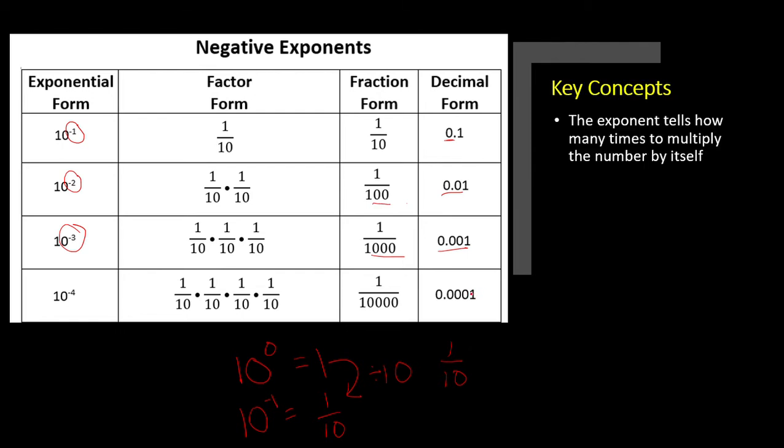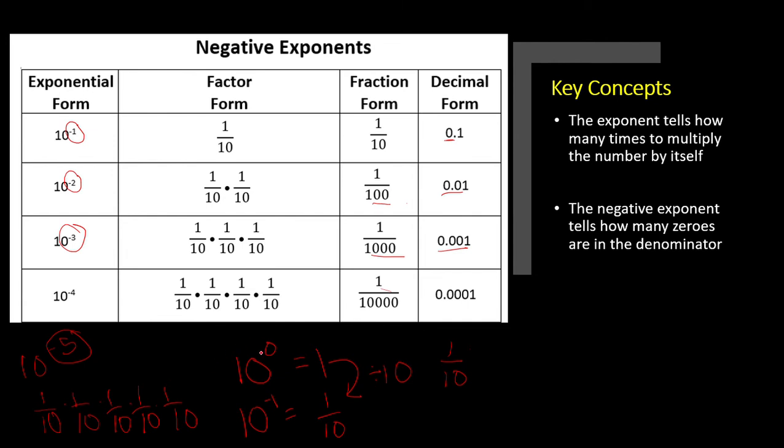The first key concept is that the exponent tells you how many times to multiply the number by itself. So for example, if I have 10 to the negative fifth, then that tells me I'm going to multiply a number by itself 5 times. Because we have a negative exponent, it's going to be 1 over 10, and we're going to multiply it 5 times. So that's 3, 4, 5.